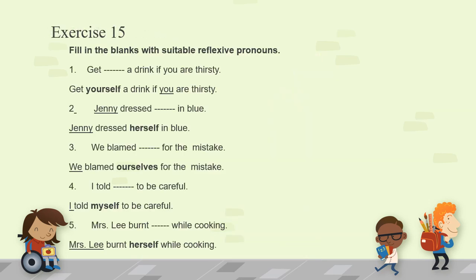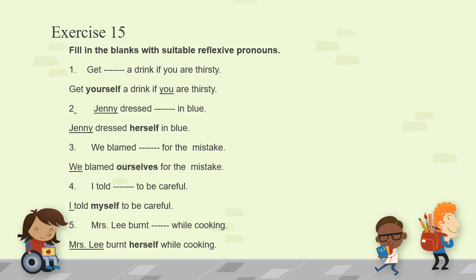Now we will do exercise 15, that is on your book page number 50. Fill in the blanks with the correct reflexive pronouns. Number 1, get dash a drink if you are thirsty. So first of all, students, you need to identify the subject in a sentence. In the first sentence, the subject is you, that is underlined. So according to you, the reflexive pronoun is yourself. Get yourself a drink if you are thirsty.